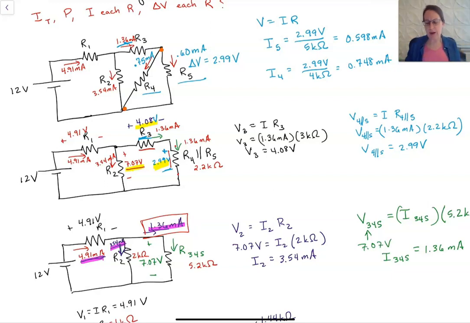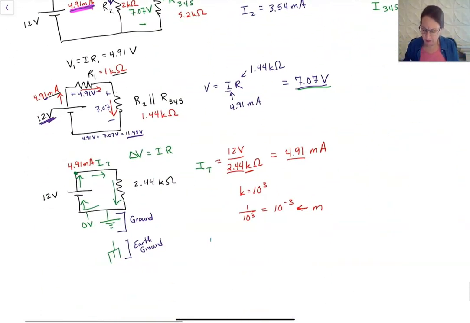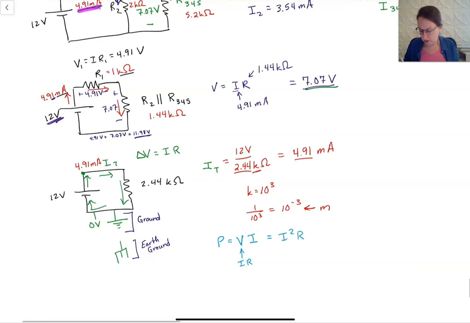You can find the power by using any of the expressions that we have, right? Power is equal to V times I, or substituting in for V, IR, this becomes I squared R, or if you want to, you can substitute in for I, V over R, so then you get V squared over R. Any of these relationships work.